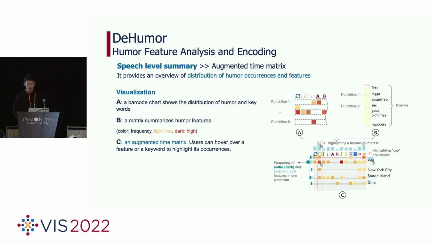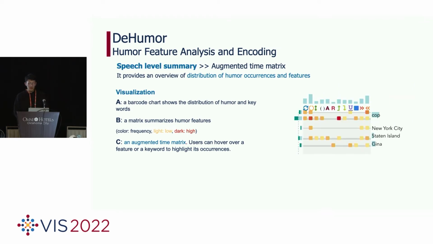At the speech level, we design an augmented time matrix that provides an overview of the distribution of humor occurrences and the humor features. Specifically, we combine the feature summary in A with the content summary in B. In A, each row represents a punchline. The color of the cell indicates a feature frequency. Darker color indicates higher frequency. In B, the content keywords are extracted and placed from top to bottom according to their occurrence order.